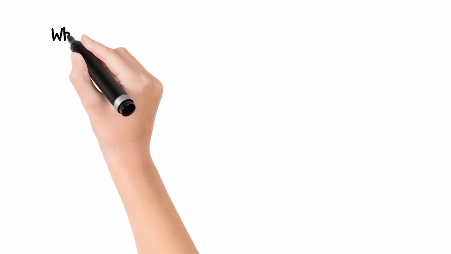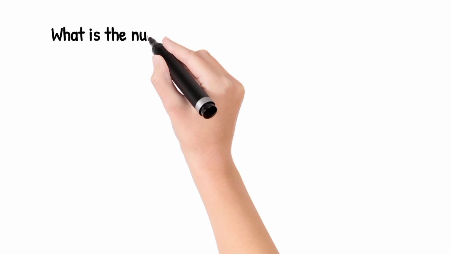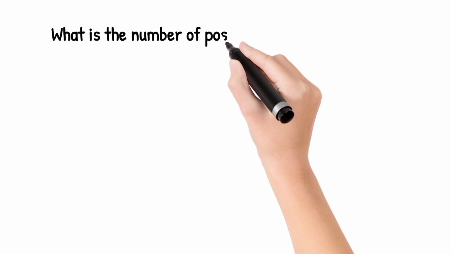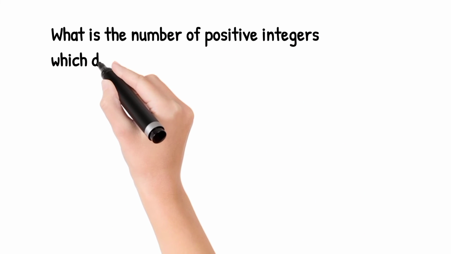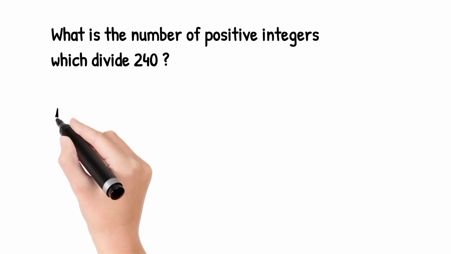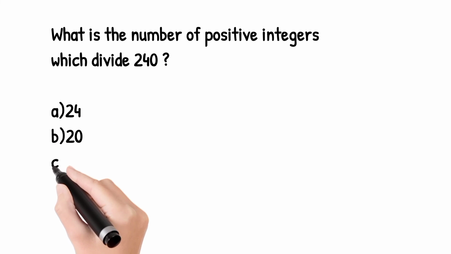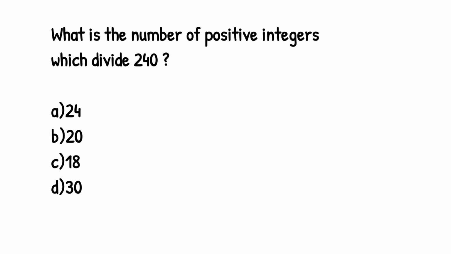Let's try one more question before concluding the video. The question is, what is the number of positive integers which divide 240? Option A, 24, B, 20, C, 18, and D, 30.